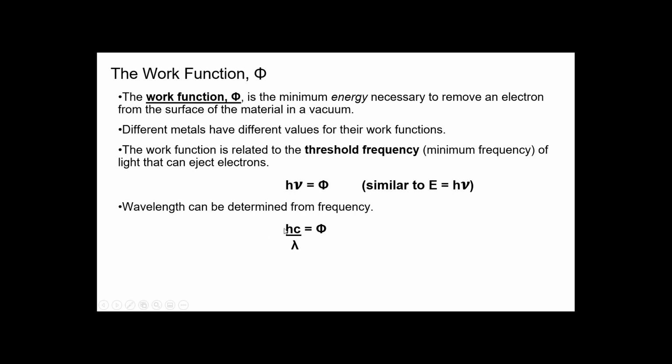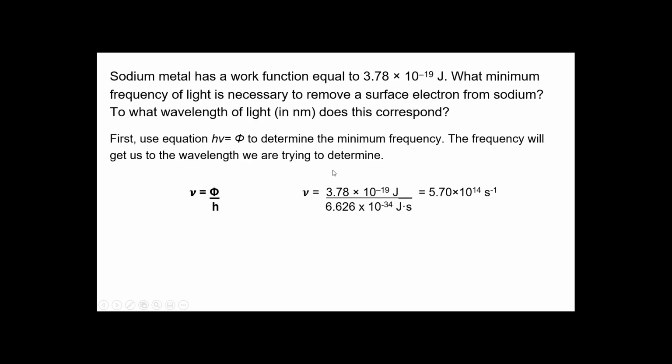So wavelength can also be determined from frequency, but I do all of these in two steps. That way I understand each step and I don't get ahead of myself. So we're going to do a problem to determine the threshold. Sodium metal has a work function equal to 3.78 times 10 to the negative 19 joules. So this is also in joules. That's our work function. That would be E, energy of a photon. So they're the same thing. We're just trying to determine the minimum amount necessary.